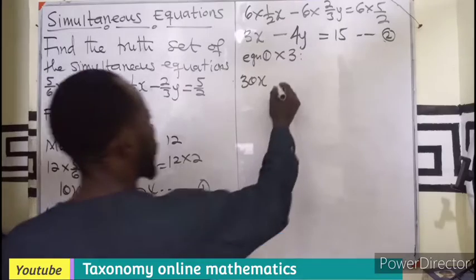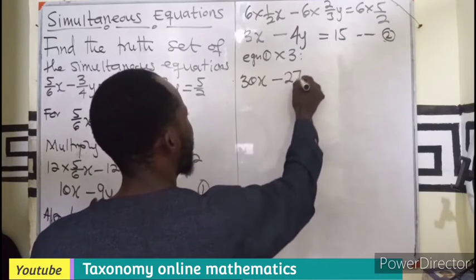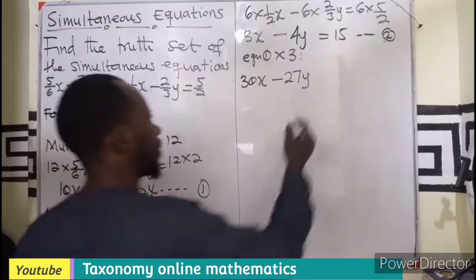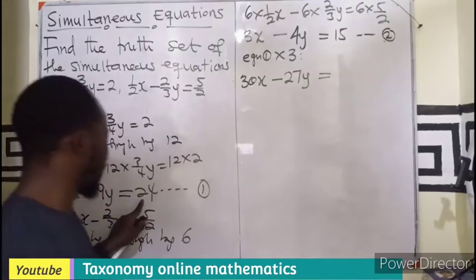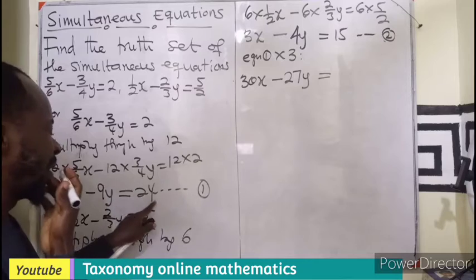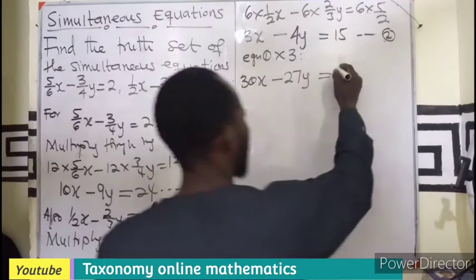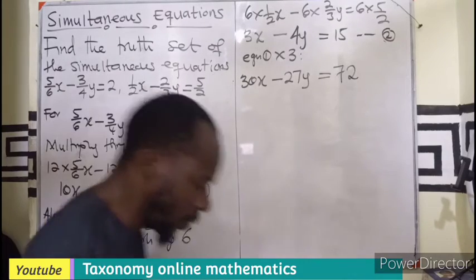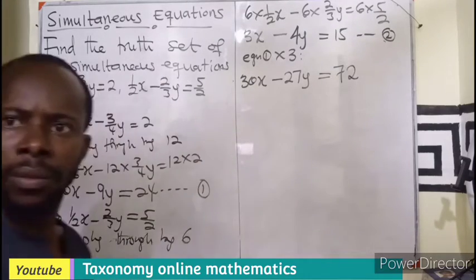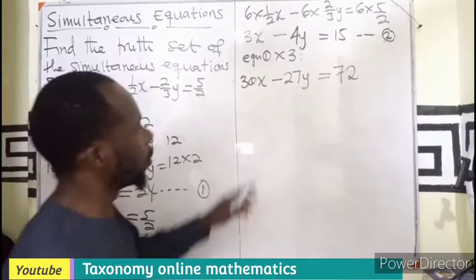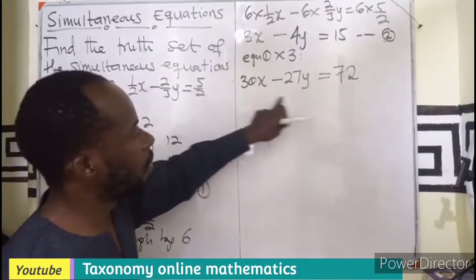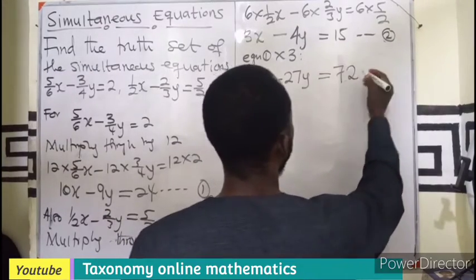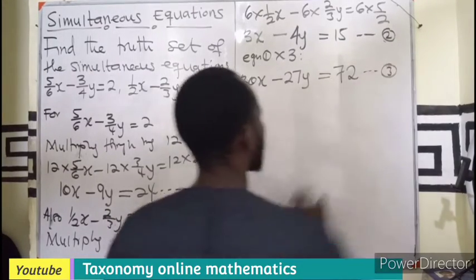If you multiply equation 1 times 3, we are going to have 30x minus 27y, as in this. Then this will also give us 72, I guess. So now we have this being our new equation. We can label that to be equation 3.